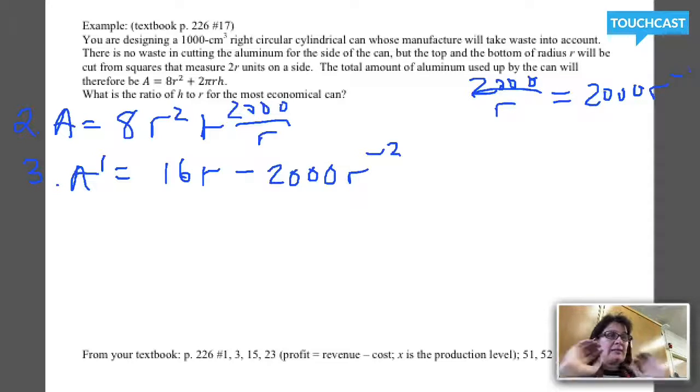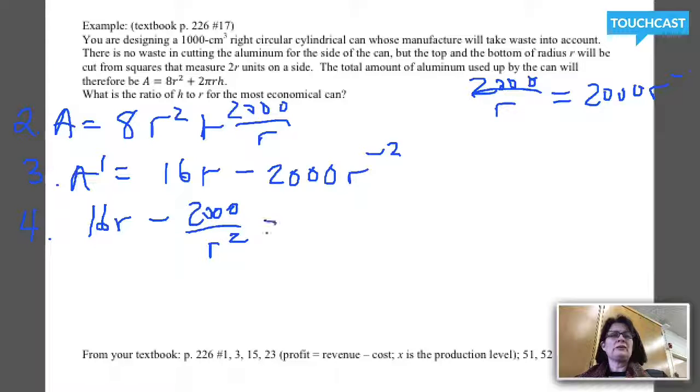So the only critical points that we're going to put into our table, which doesn't include 0, are going to come from letting this expression, 16r minus 2,000 r to the negative 2, equal 0. I'll admit I don't memorize which number is which step, but I'm pretty sure step 4 is I'm supposed to solve A prime equal to 0. So I want 16r minus 2,000 over r squared to equal 0. Now, the way to solve this equation without accidentally dividing by 0 or multiplying by 0 is to rewrite it so that there is a common denominator.